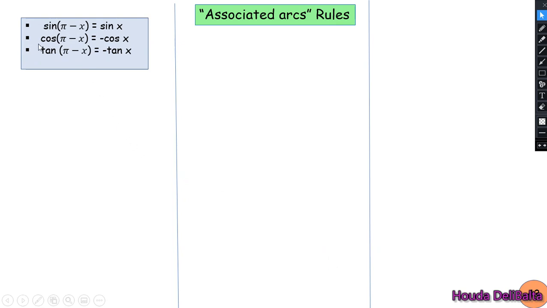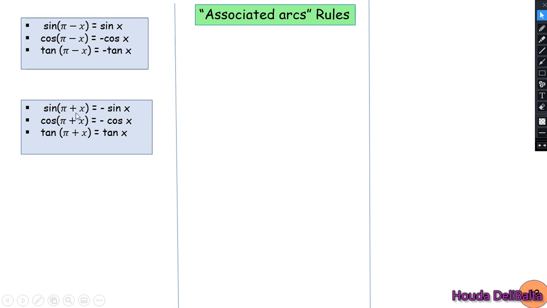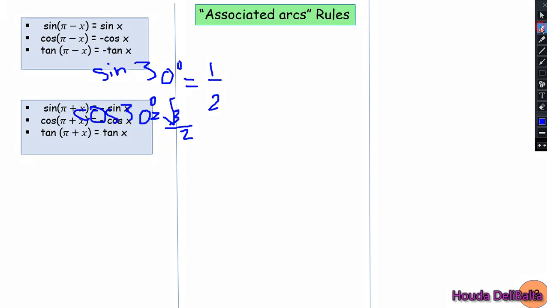So first of all, for supplementary arcs that are related by pi, sine of pi minus x is equal to sine x. Cosine of pi minus x is equal to minus cosine x. And remember, pi minus x is in quadrant 2. In quadrant 2, sine is positive, cosine is negative, so tangent is also negative. So as if we are removing pi, we are satisfied with x, but we just care about the signs. Again, sine of pi plus x is minus sine x, because pi plus x is in quadrant 3.